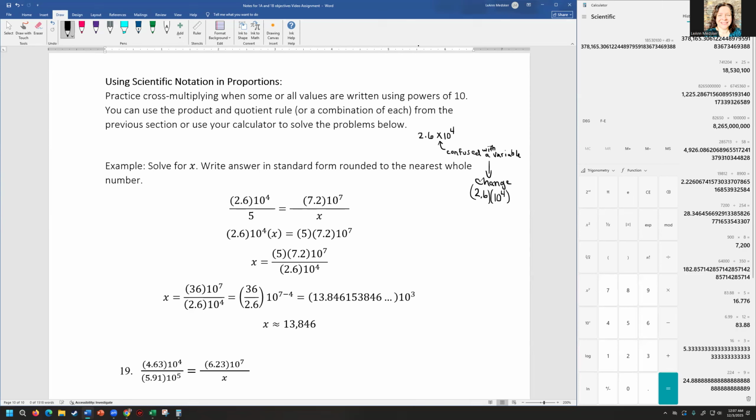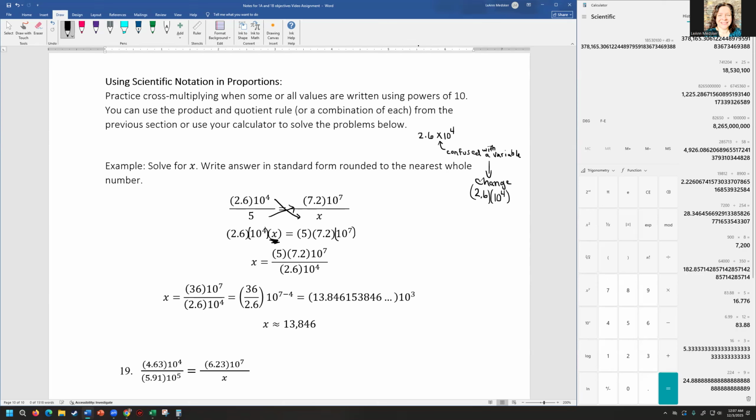So notice I have 2.6 times 10 to the fourth over 5 and 7.2 times 10 to the seventh over x. When we cross multiply this, notice the first diagonal over here has the 2.6 times the 10 to the fourth and times the x. If you also want, you can add parentheses around that and have them all in parentheses. That's fine. Just make sure that you know that they're all multiplying together. The other diagonal, which we're going to be equal to, is 5 times 7.2 times 10 to the seventh. Notice the x is over here on the left side.